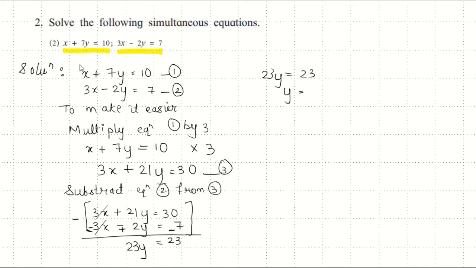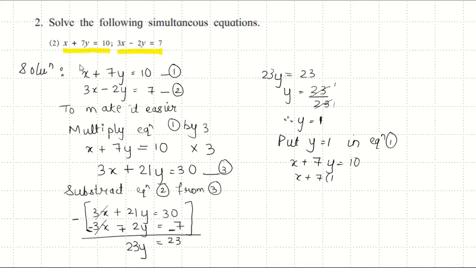Okay, y will be 23 divided by 23. We will get the value of y as 1, since 23 into 1 is 23. Now put this value of y in equation 1. Put y is equal to 1 in equation 1. So the first equation is x plus 7y is equal to 10. x plus 7 into 1 is equal to 10. x plus 7 is equal to 10.